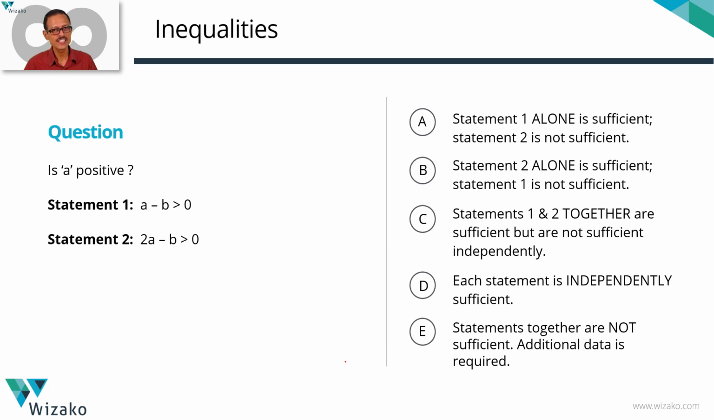The given question is an easy GMAT data sufficiency practice question. This sample question is from inequalities. It tests some very basic understanding about positive and negative numbers. The question is: is A positive?